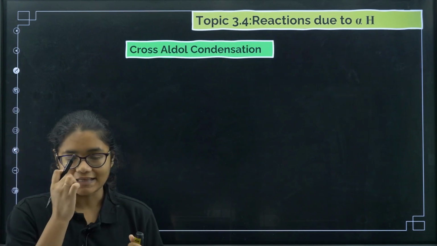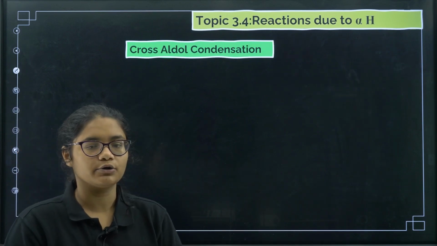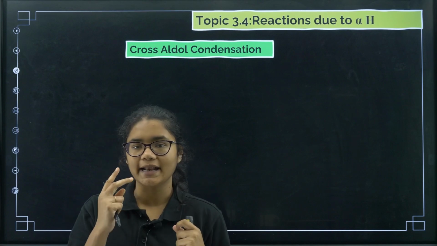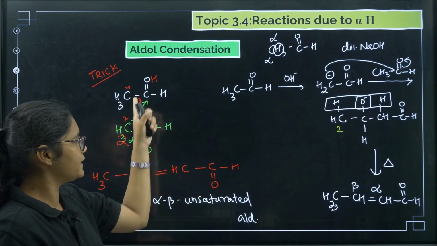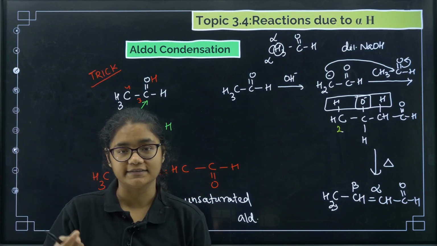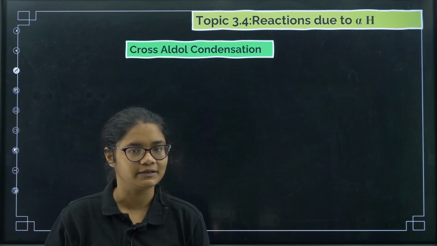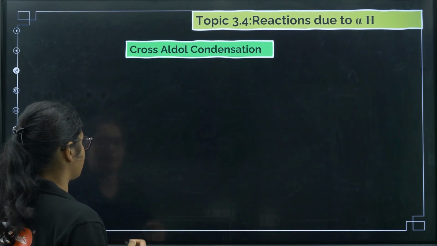Next, coming to cross aldol condensation. Under cross aldol condensation, what happens? Two different types of aldehydes react. As you see here, two same aldehydes are reacting. In cross aldol condensation, two different types of aldehydes will react. So now let us see one example like this.